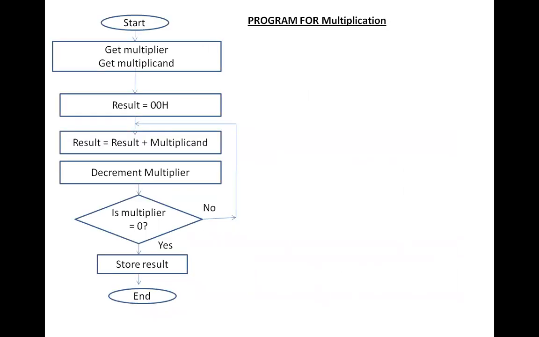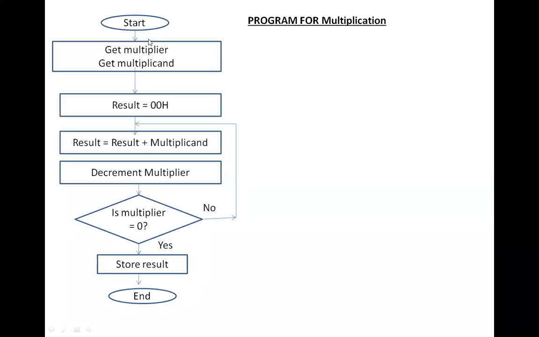So before going to explain the program, let us first discuss the flowchart. Now we know that while doing multiplication, there are 2 entities involved, because it is a binary operation, and binary operations have at least 2 entities.